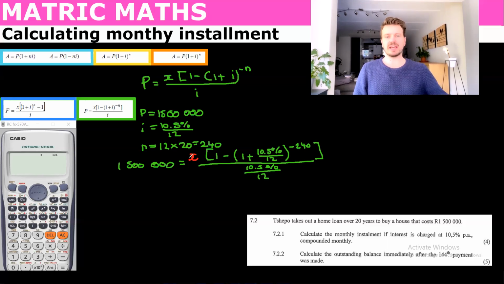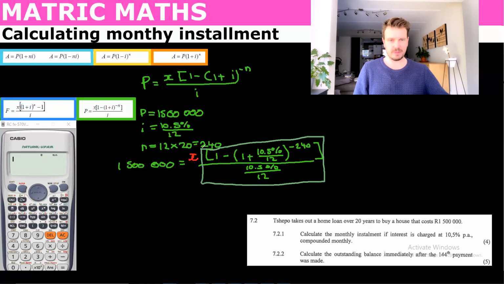Now, if I want to get X by itself, all I need to do is divide everything on both sides by whatever is sitting with the X. So I'm going to divide the 1.5 million by this whole thing here, which I'll do in a light green. And that is going to give me my X, and I can put that on my calculator.